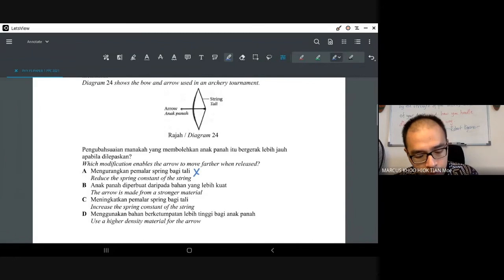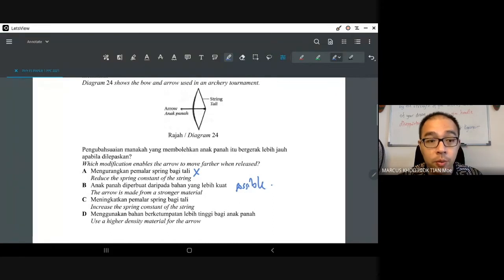The arrow is made from a stronger material is possible, but not entirely true. When you compare to C, to increase the spring constant of the spring. Increasing the spring constant means you increase the stiffness. When you increase the stiffness, you have a bigger potential energy. You can store more energy because it is more stiff.